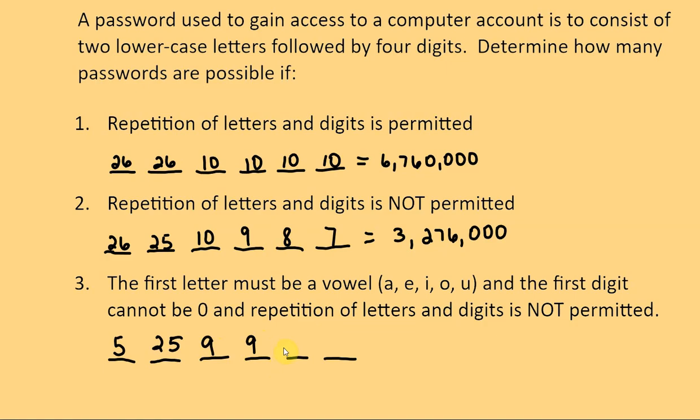And then again, repetition is not allowed for the rest of the positions, so there would be 8 choices here and 7 choices here. And then we multiply all those together, and that gives us 567,000 possible passwords.